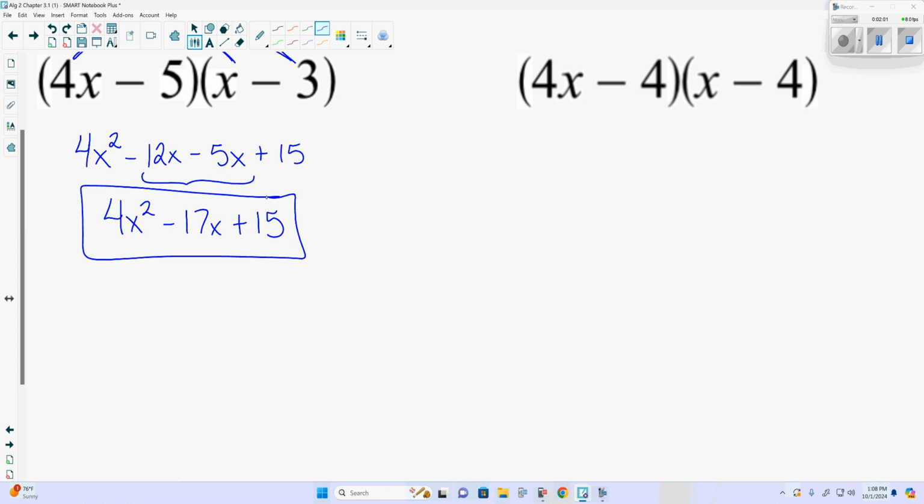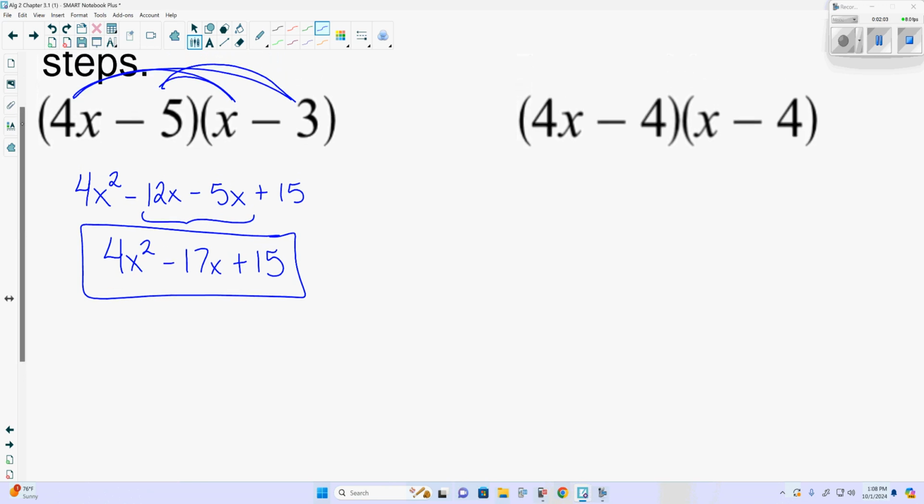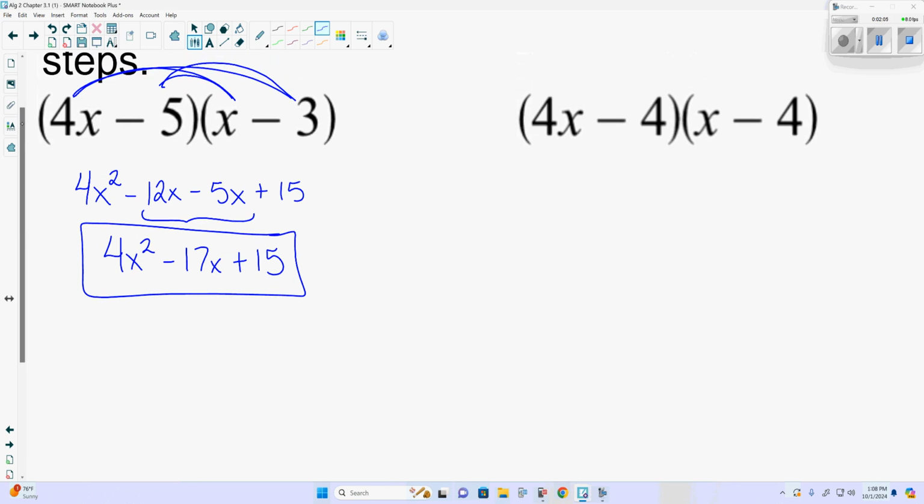Questions on this here? Because this is just doing our distributive property. Y'all done this before. It's just been a little bit. Because we'll look at it again, we could do the other one. We'll multiply through by the 4x first. So we'll do the 4x times x first.